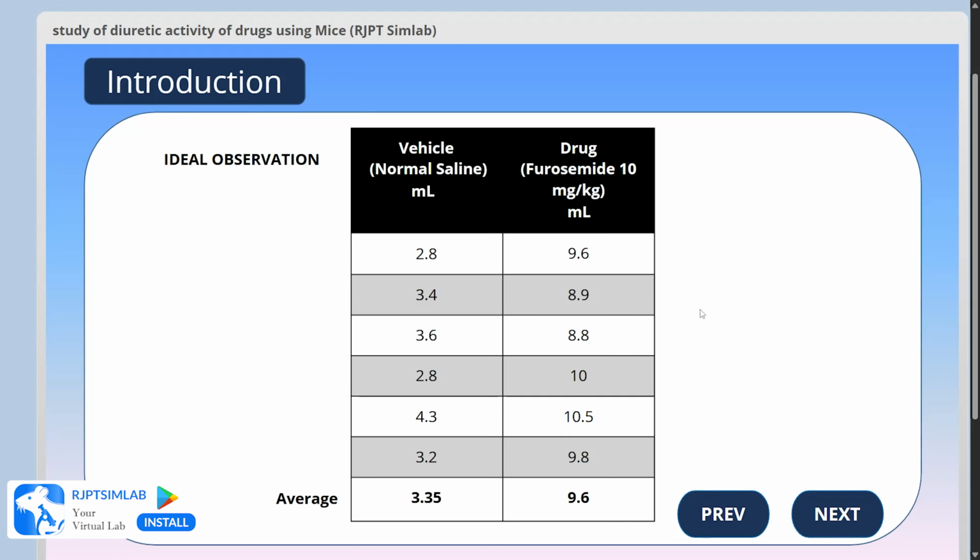As we can see, this is the ideal observation table of the experiment, in which one column is for the vehicle normal saline in ml, and the second is for the drug. This contains the output of the urine of the six rats.